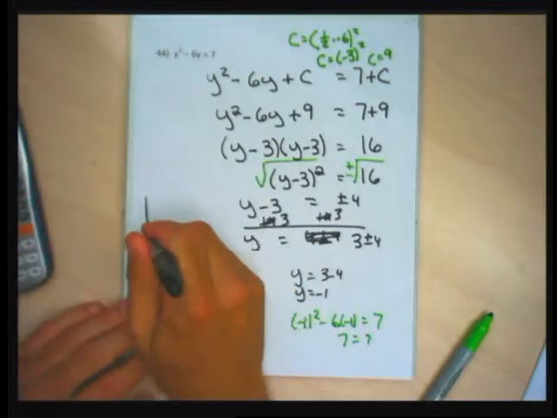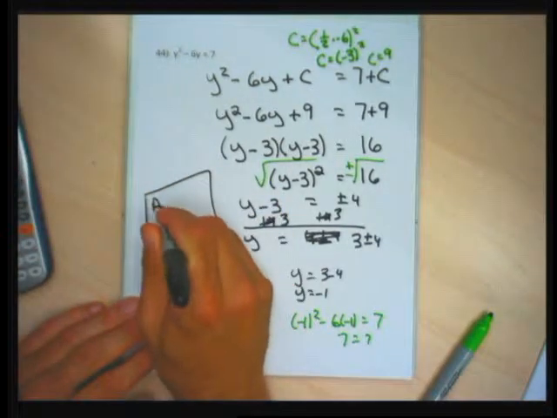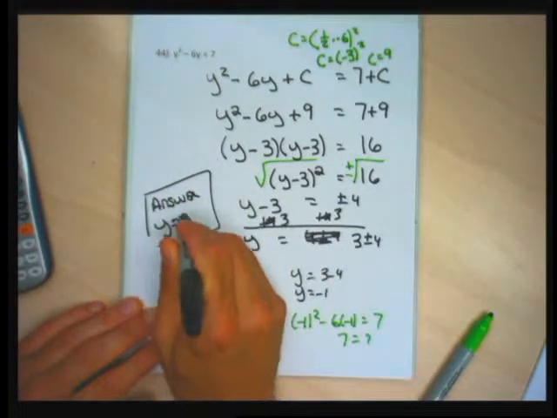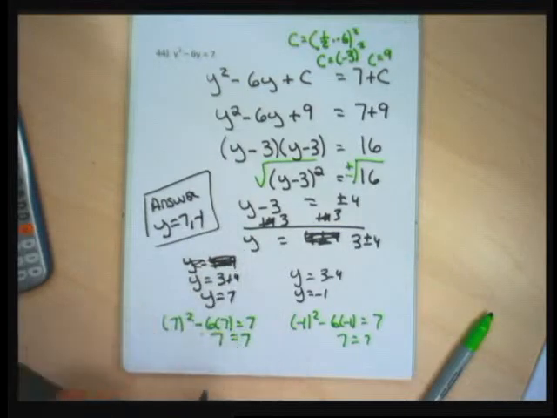Now I'm going to write down my answer. My answer is going to be y equal to 7 and negative 1.